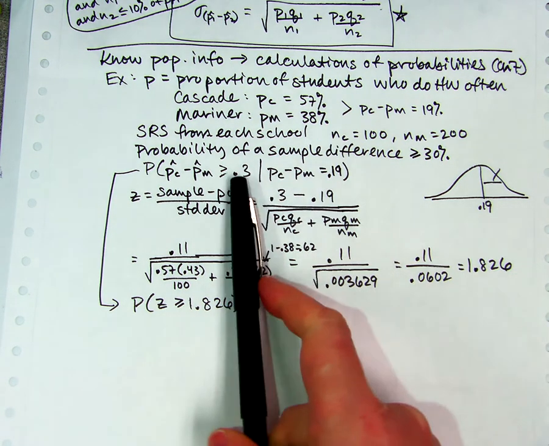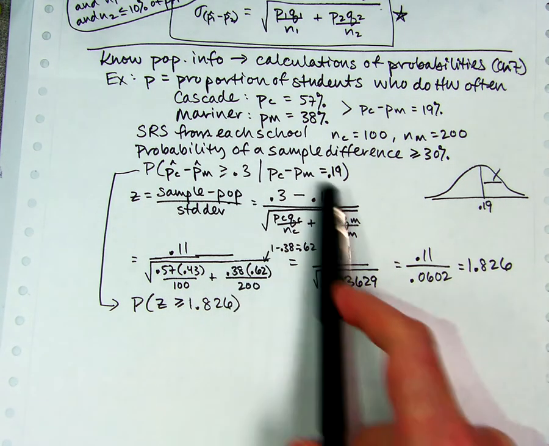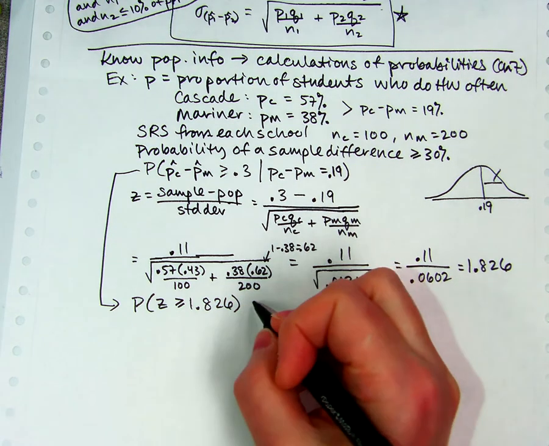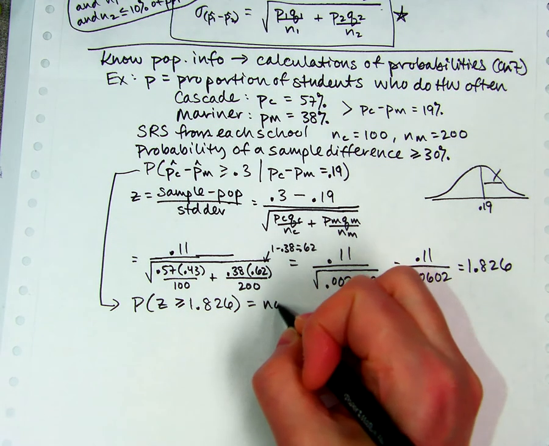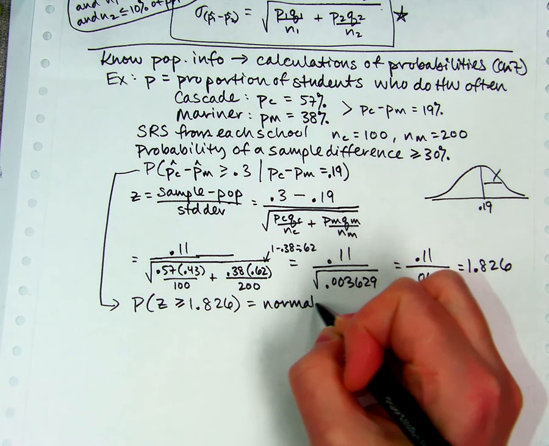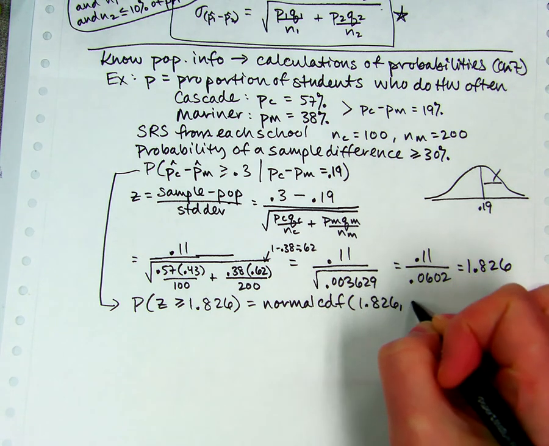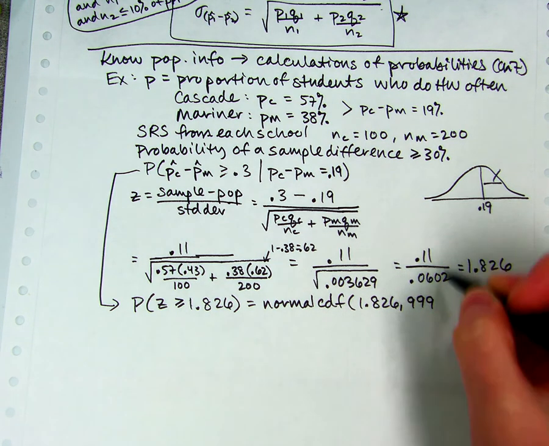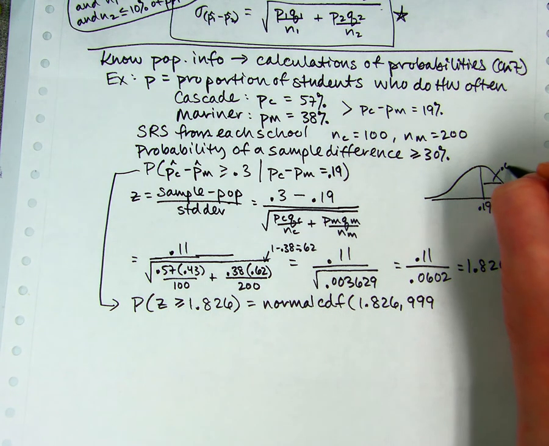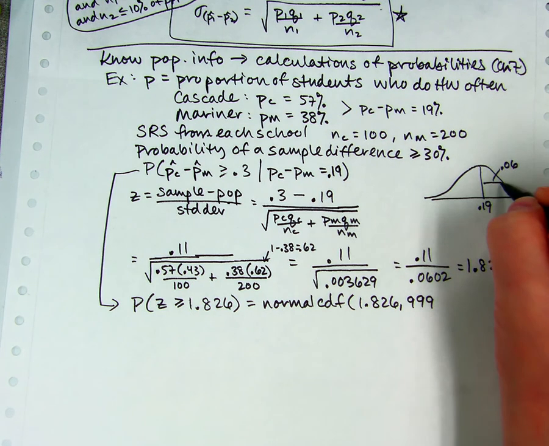And so I've used both of these to find my z-score, and that's why I could just write it the simpler way. And that's a normal CDF or a table A. 1.826, 999. I forgot I should probably do this. This was 0.06, and my z-score is just over 1, so it's like about here, finding this probability.